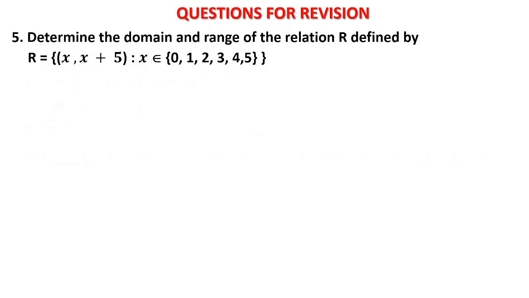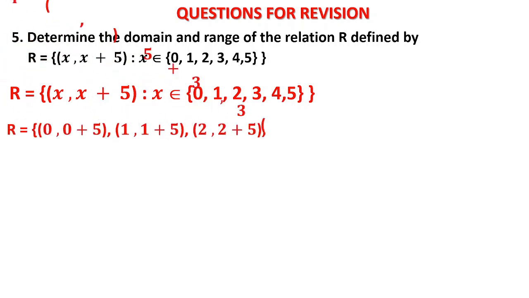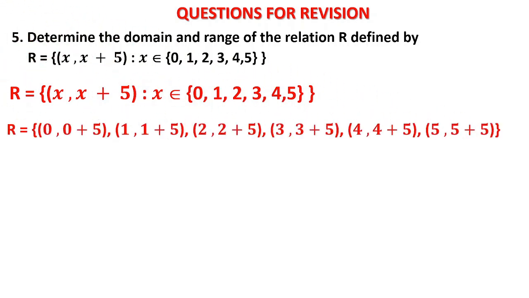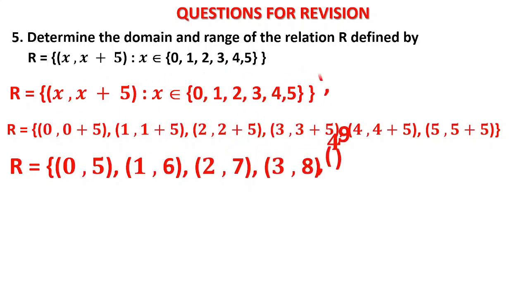We have to go for a problem involving domain and range. You have been given (x, x + 5) such that x is 0, 1, 2, 3, 4, 5. Let us try to find these ordered pairs. It starts with x and the second element is x + 5. Therefore (0, 0 + 5), (1, 1 + 5), (2, 2 + 5), (3, 3 + 5) and so on. Therefore the elements are (0, 5), (1, 6), (2, 7), (3, 8), (4, 9), (5, 10).